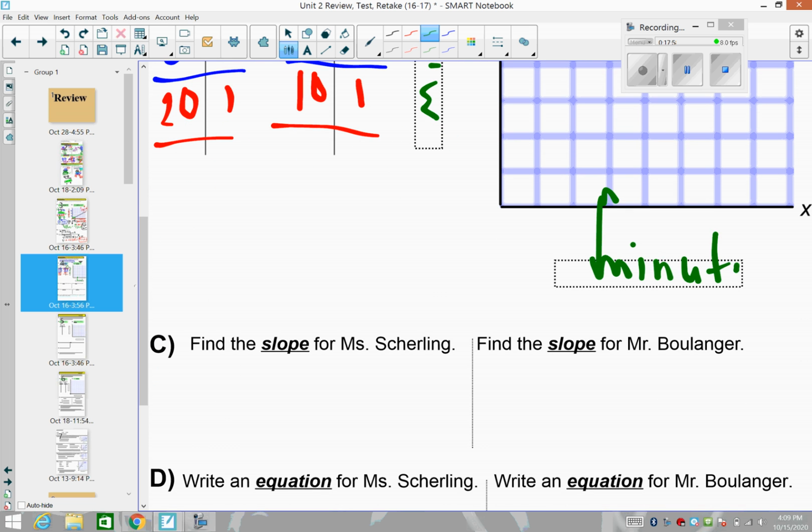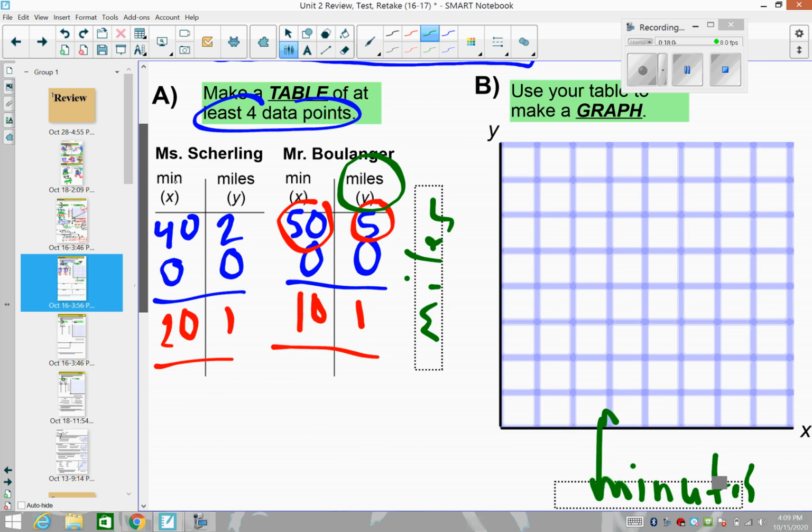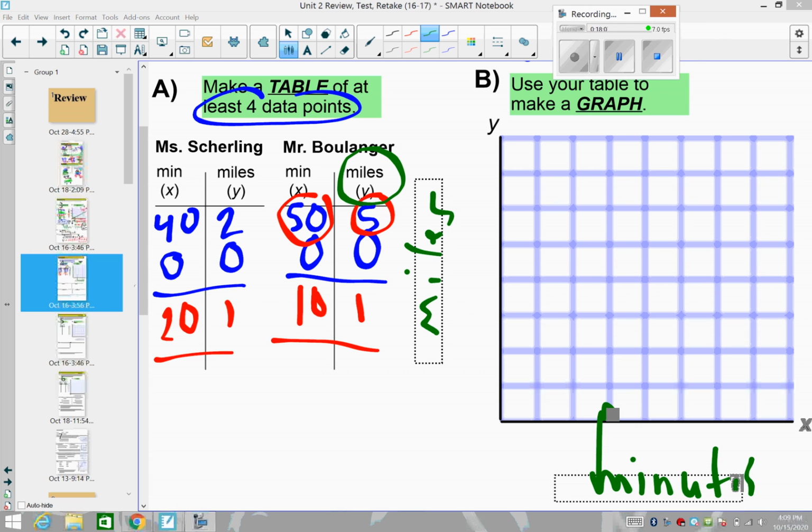Okay. So now we've got to graph both of these riders. Are they riders? What are they? They're walkers. Both of these walkers graphed. So Miss Shirlene has the biggest X she has is 40. Mr. Boulanger, the biggest X he has is 50. So we have to fit 50 on this line over here. So I'm going to go by 10s. 10, 20, 30, 40, and a 50.